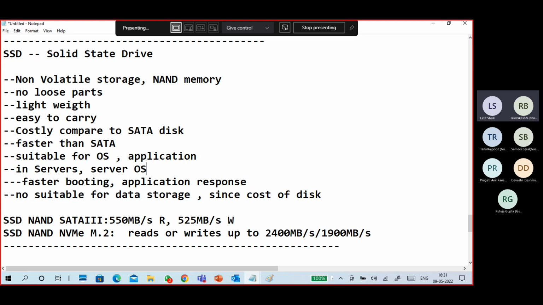In SSDs, different varieties are there. One variety is the SATA interface, another one is the NVMe M.2 interface. NVMe M.2 is directly connected to the motherboard without any cables. It gives faster data access. So this is about your SSD.